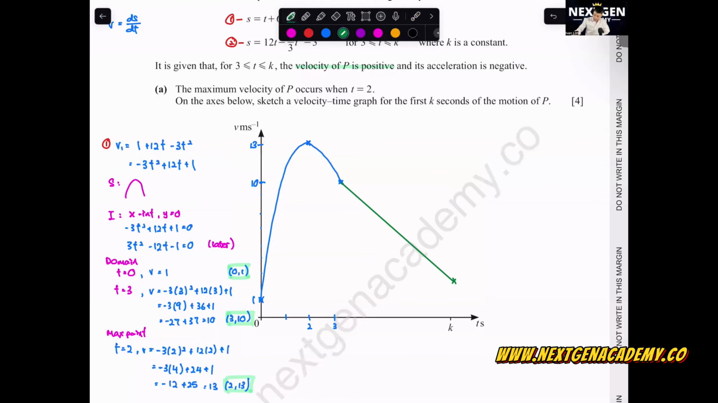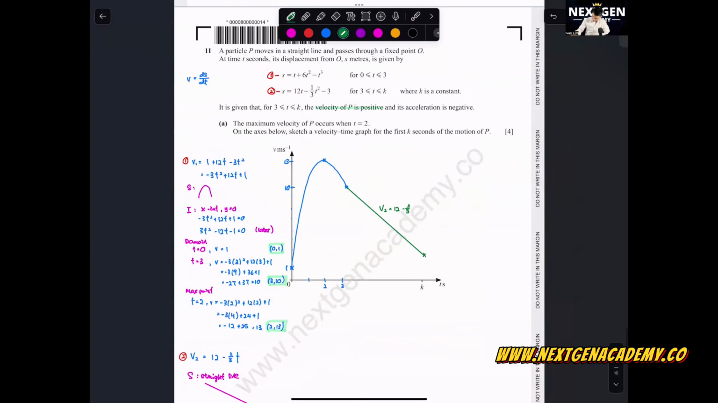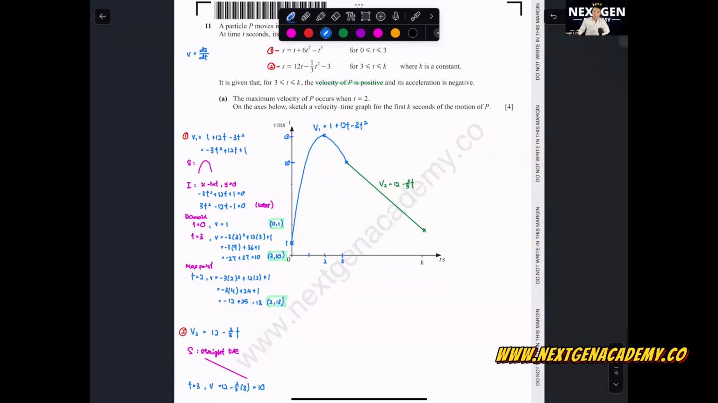So this part here, we can label: v equals 12 minus 2 over 3 t. Then this part here, v equals 1 plus 12t minus 3t squared. Very unique question.